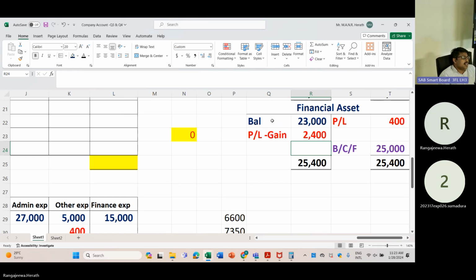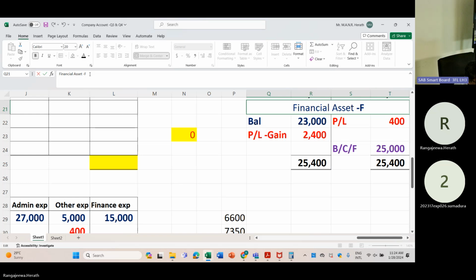113 ගානේ අරන් තිබුණේ. දැන් 125යි. ශේයාර් එකක් රුපියල් 12ක් වැඩි වෙලා තියෙනවා. 200 into 12 2,400. Right. This is the financial asset fair value through P&L.